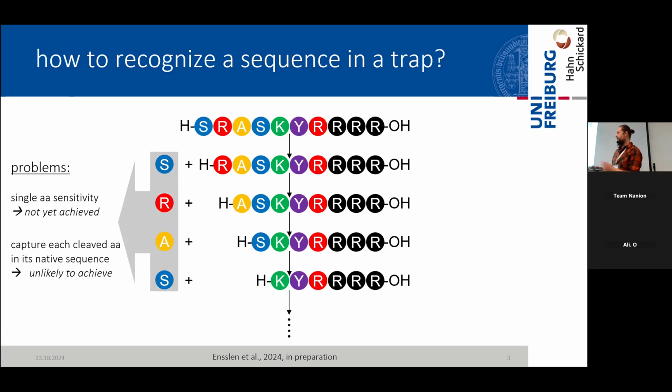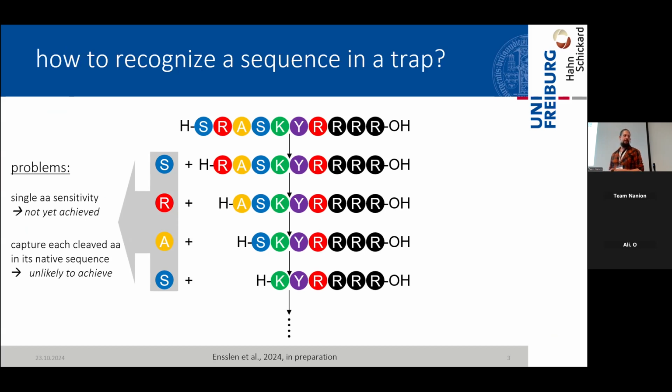The first being, these experiments are done in solution, so this is all a free solution approach. So you would require a single amino acid sensitivity in order to detect them in the pore, and this is something which is currently not achieved due to bandwidth limitation. So maybe this can be done in a few years. However, there's an even more severe limitation, being that you need also to make sure that the cleaved amino acids will go into your nanopore and enter the reading zone in the native sequence, because otherwise you will get a misinterpretation of the peptide sequence.